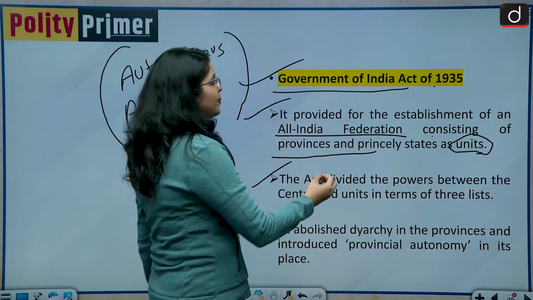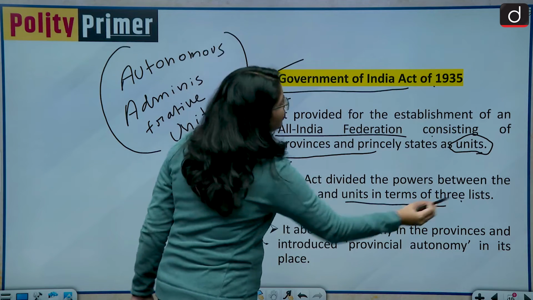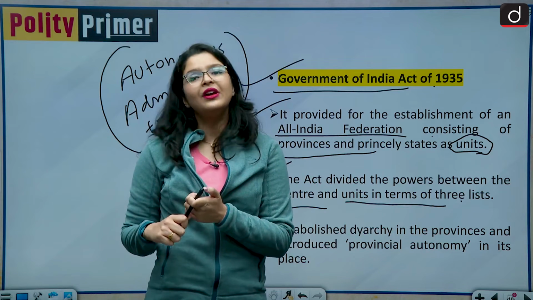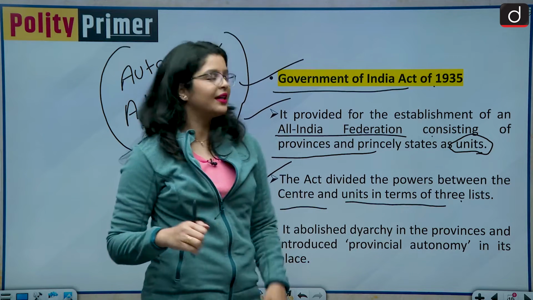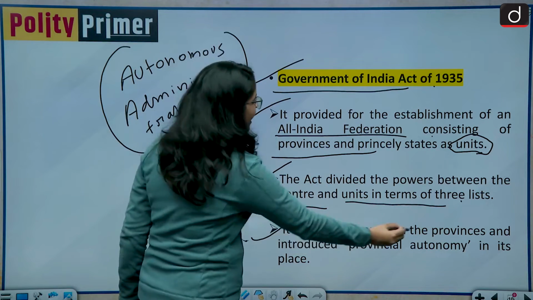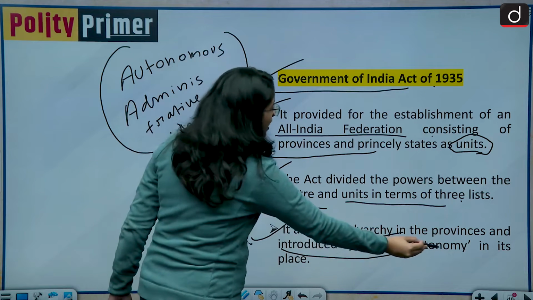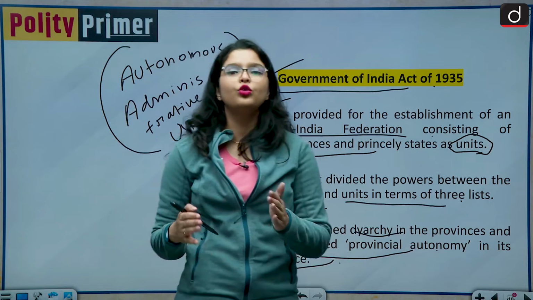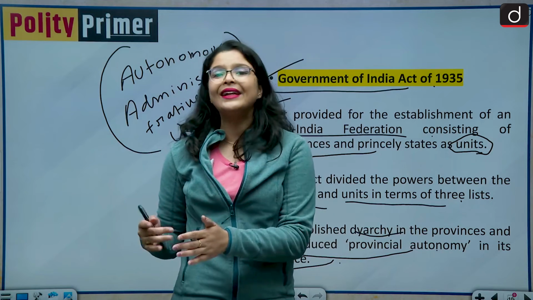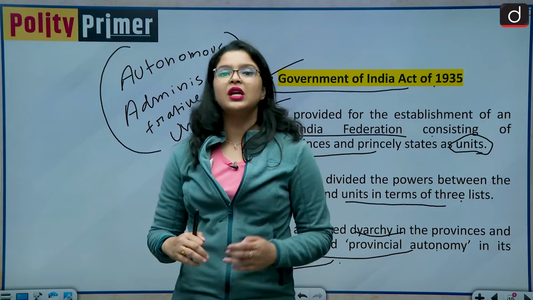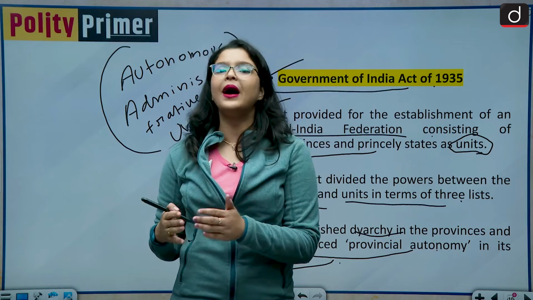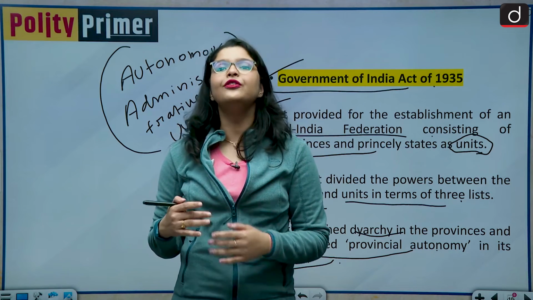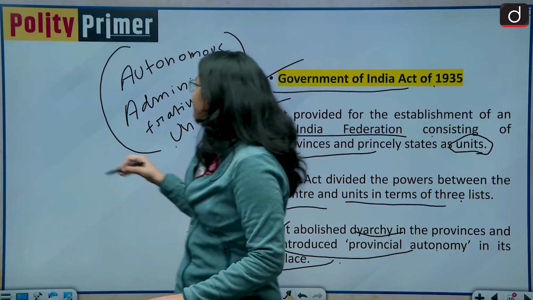The act divided the powers between the center and the units in terms of three lists, as I have explained, known as the federal list, provincial list and the concurrent list. It also abolished diarchy in the provinces and introduced provincial autonomy in its place. So instead of having governments at two levels, the provinces could now act as autonomous administrative units. They had a certain degree of power in their hand. And not only this, it also for the very first time introduced the concept of budget.